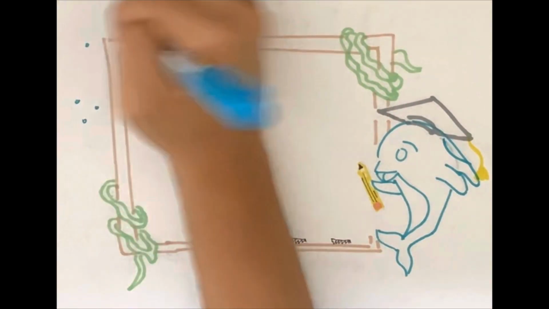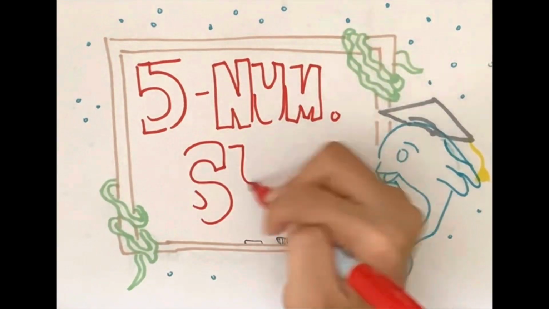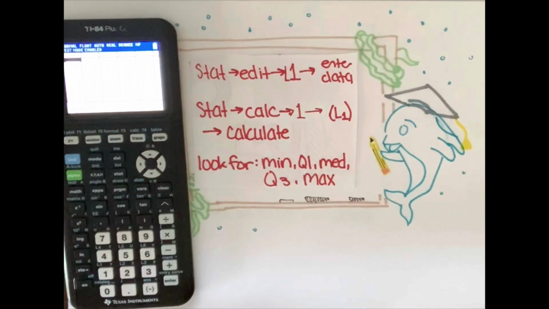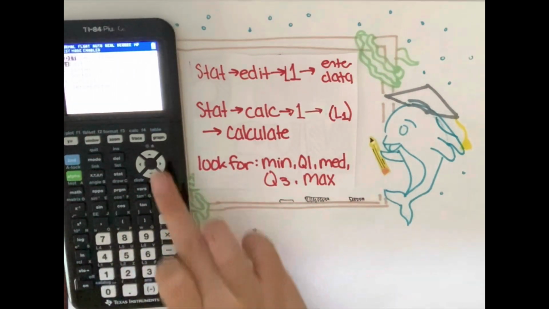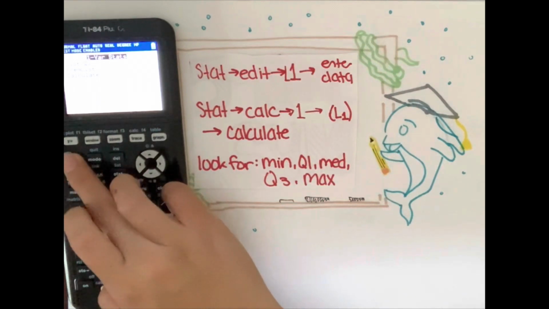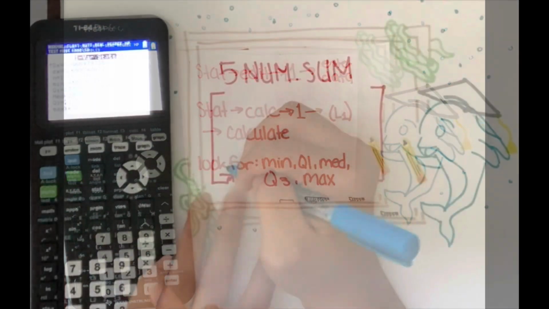construct two box plots. In order to do so, we must first create a 5-number summary of the data, beginning with Gianna's. First, press Stat, Edit, 1 and enter your data. Then, continue by pressing Stat, Calc, the list you are using, in this case, List 1, and then Calculate. Write your 5-number summary as shown.